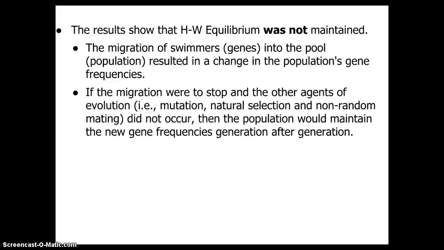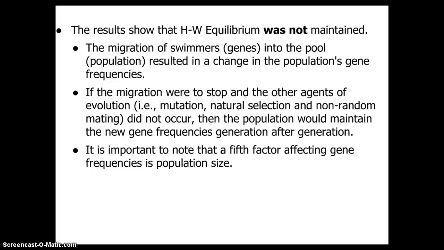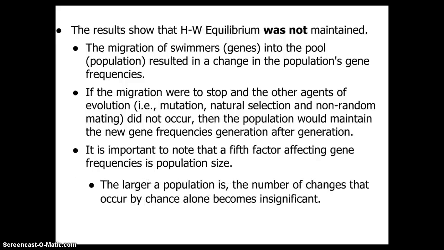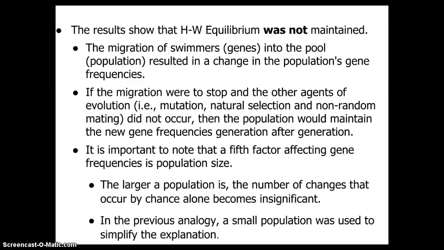So if migration were to stop and all of the other mechanisms of evolution, like mutation, natural selection, and non-random mating, didn't happen, then the population would again stay at that new frequency. But it's important to note that a fifth factor affecting gene frequencies is always population size. The larger a population is, the more the changes that occur by chance alone become insignificant. In the previous analogy, a small population was used just to simplify that.